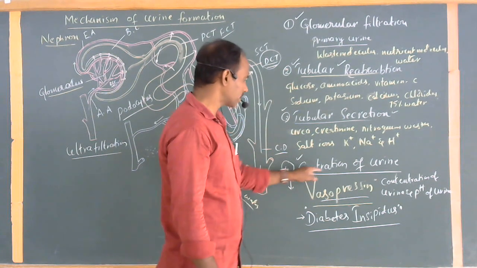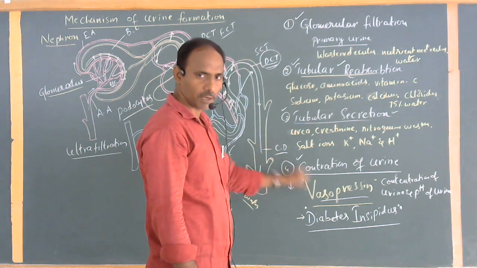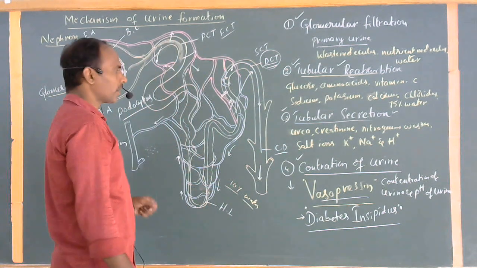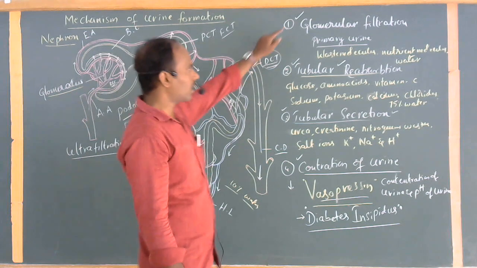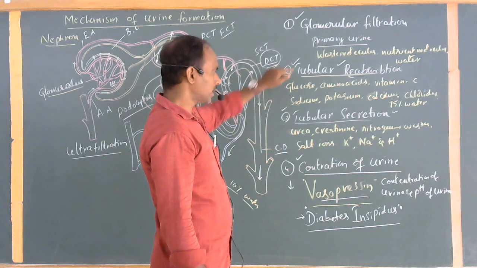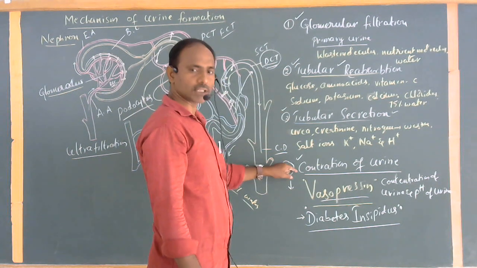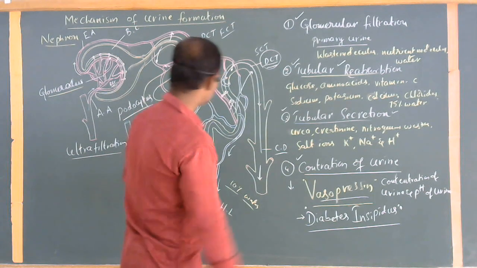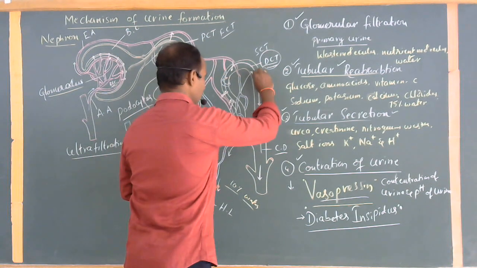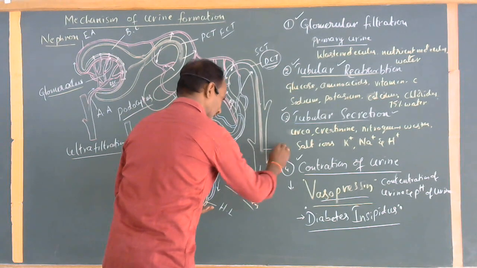So this step takes place in the concentration of urine, the fourth step. This is the mechanism of urine formation: glomerular filtration, tubular reabsorption, tubular secretion, and also the concentration of urine. Next, the material that passes from the DCT to the next step is commonly called the collecting duct.